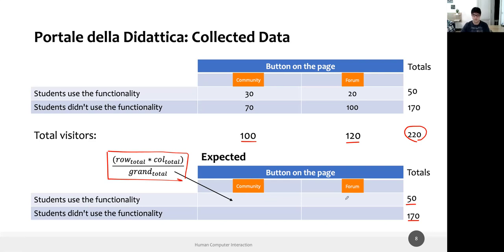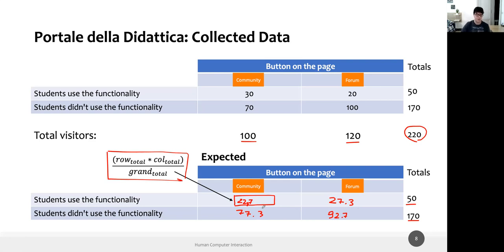Okay, which numbers are we going to write here in the first cell? Okay, so 22.7, this is a dot, 27.3, 77.3, and 92.7.